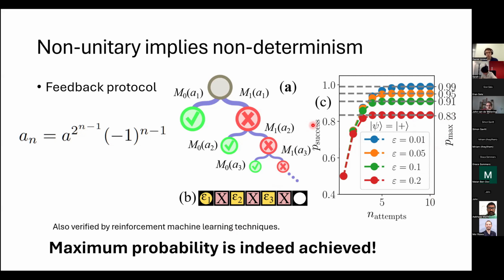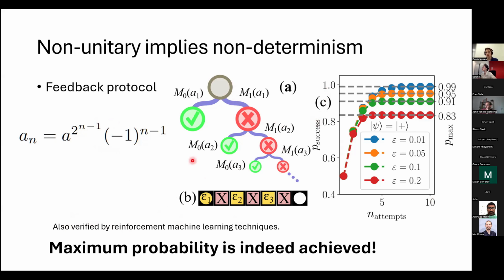And then it is kind of against the substantial hypothesis in computer science that quantum computers probably cannot solve NP-complete problems in polynomial time, which is quantum polynomial time, okay? So just for this, we also verified this type of protocol via reinforcement machine learning.